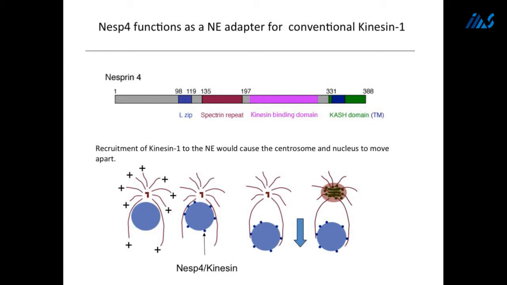So kinesin at the nuclear envelope is going to engage with these centrosomal microtubules, and what's going to happen is this is going to cause the centrosome and the nucleus to move apart from each other, and anything that's associated with the centrosome, like the Golgi apparatus, is also going to move apart.